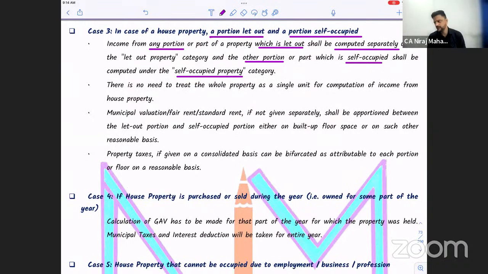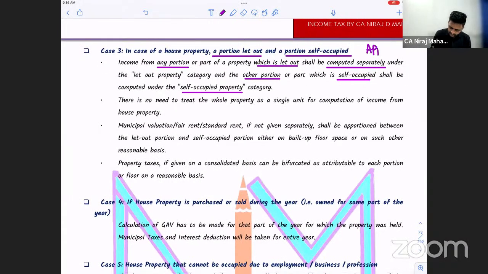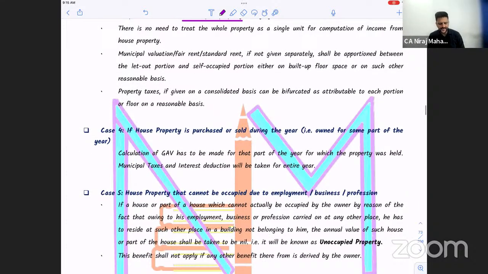Means what? The property is only one. The entire property is one, but it is bifurcated into some SOP and some let out. Basically, it's a very simple case. Apportionment. Do you understand apportionment? Means bifurcation of SOP as well as let out. There is no need to treat the whole property as a single unit for computation of income from HP. That means one single property can be categorized under 2 categories, SOP as well as let out. We'll just do the bifurcation, the ratio between the portions.